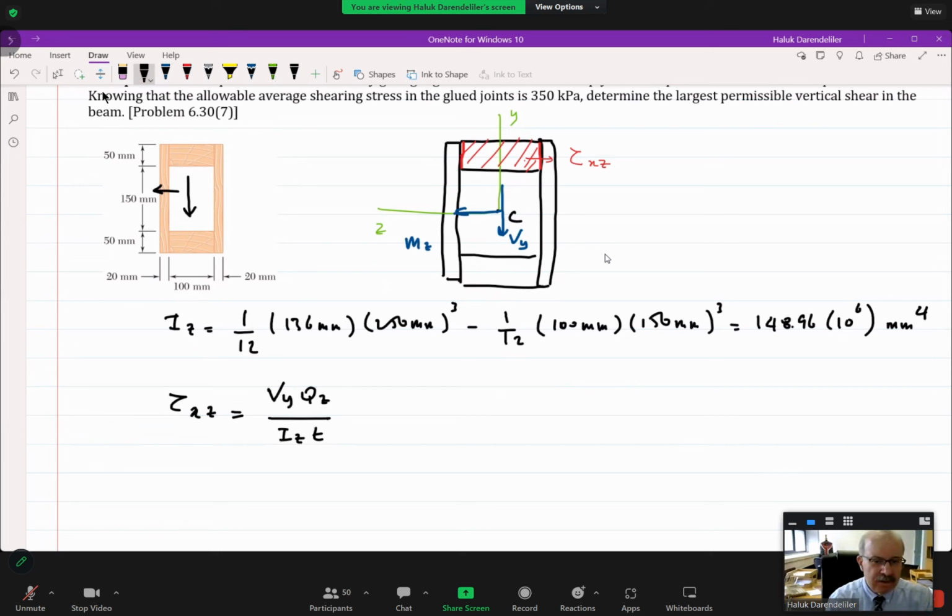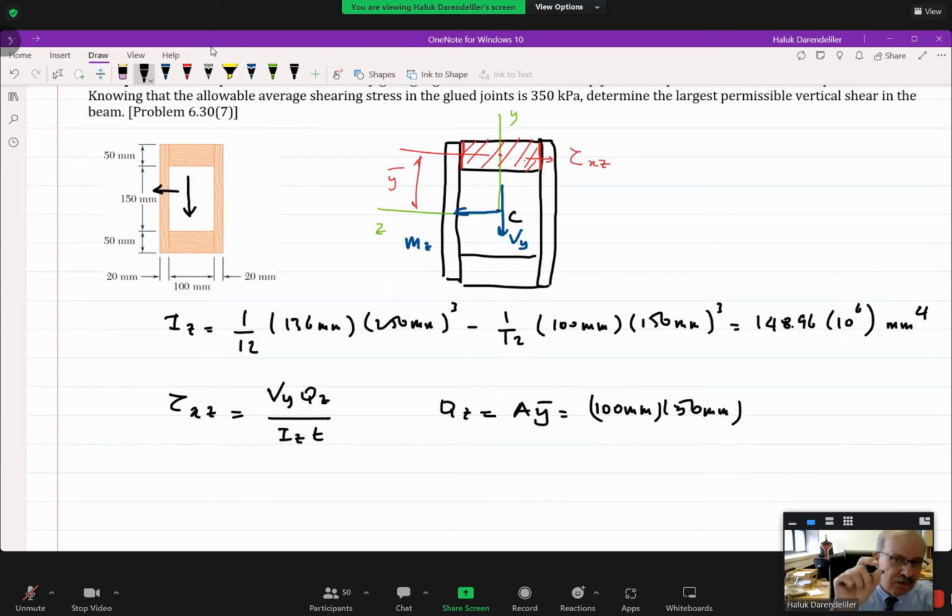Now the only important thing here is to determine Qz. What is Qz? Qz is the first moment of that crosshatched area. So Qz is equal to area times y bar. Now you know the area. This is the centroid of the area, and this distance is equal to y bar. As a result, area is equal to, now look at that area. That area is 100 by 50, 100 millimeters by 50 millimeters. This is the crosshatch area.